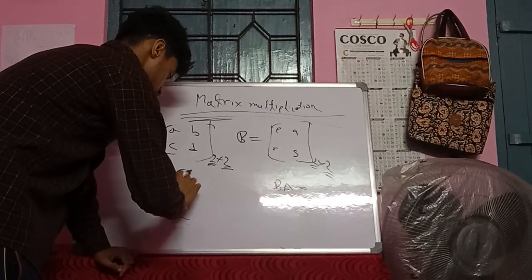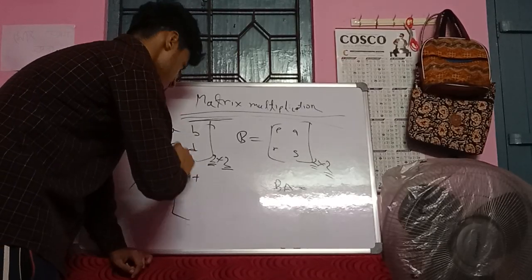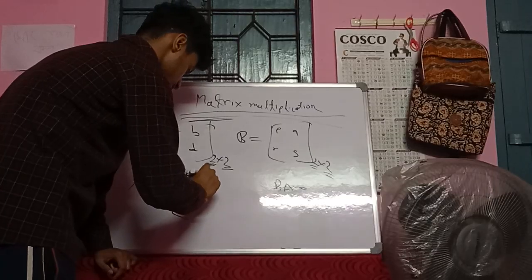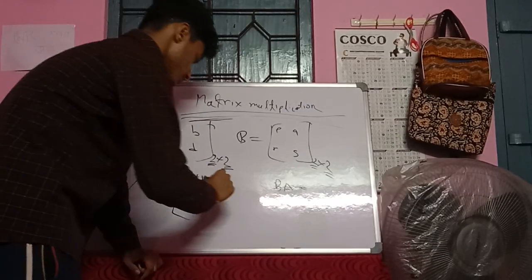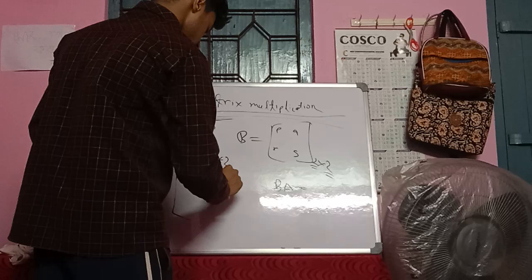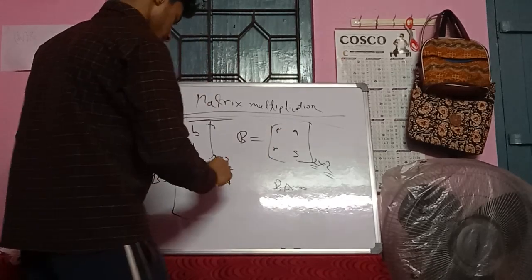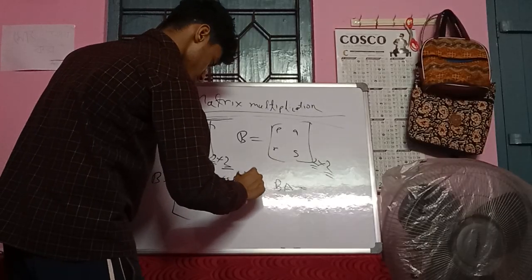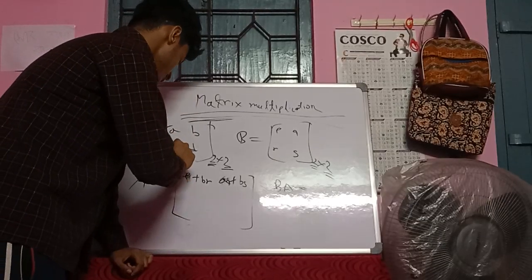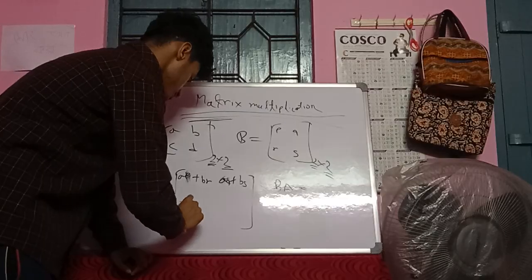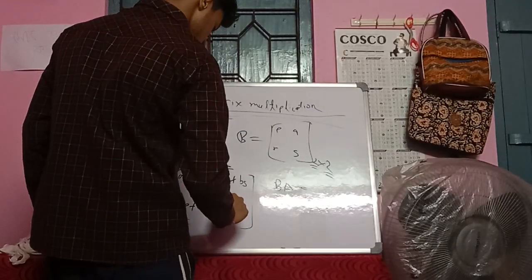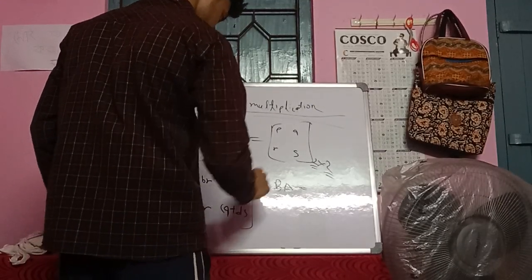AB would be A times P plus B times R, so AP plus BR, and the second element would be A times Q plus B times S. Third element here would be C times P, CP plus D times R, DR. Fourth element would be C times Q, CQ plus D times S.